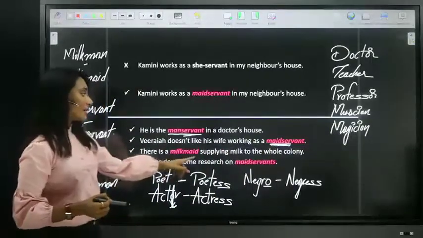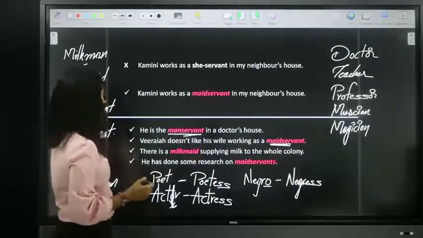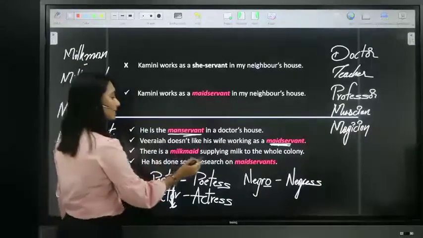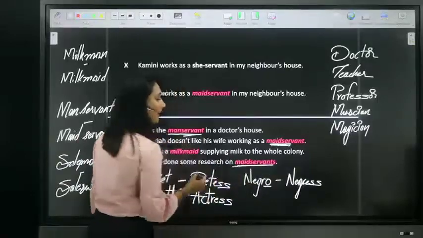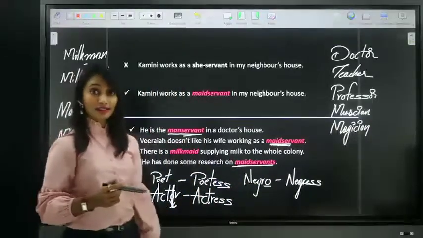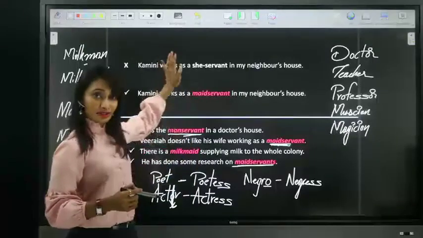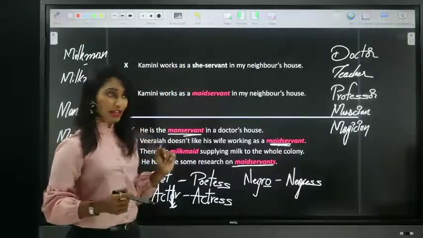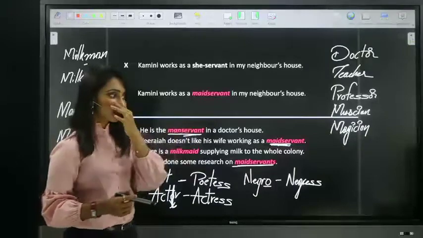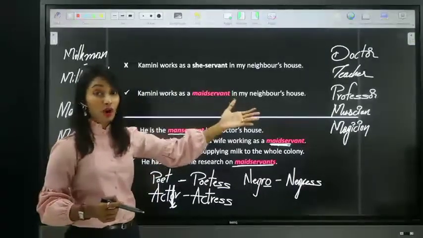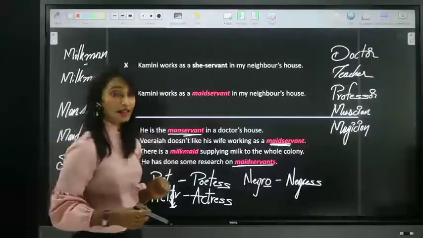There is a milkmaid supplying milk to the whole colony. Feminine form for milkman is milkmaid. He has done some research on maid servants, right? Not women servants. So that's about this model. So let's move on to the next one. I hope it is clear to you. So please pay some attention to gender difference on common nouns as we discussed 5 methods yesterday.